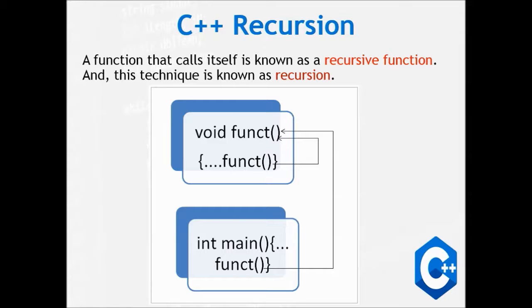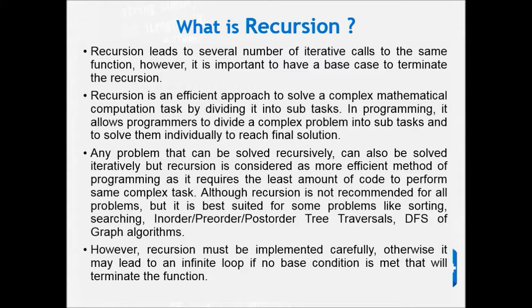When this program runs, the compiler checks the int main program where we call this function, and control goes to the void function. In the body of the function it again sees that we want to call this function by itself. So this type of function is called a recursive function. Recursion leads to several iterative calls to the same function. However, it is important to have a base case to terminate the recursion.